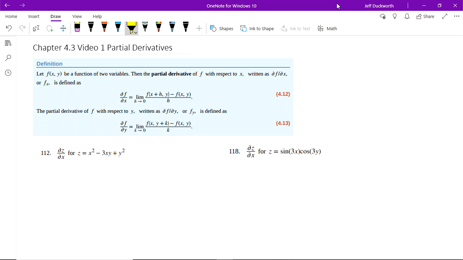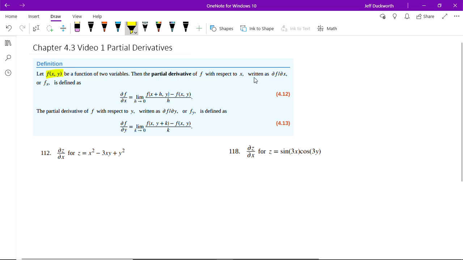In chapter 4.3, we start with partial derivatives. So the partial derivative of a function, in this case we're dealing with just two variables, an x and a y, so the function f is going to have variables x, y, and again this can be extrapolated to x, y, z, 4 variables, 5 variables, and so forth.